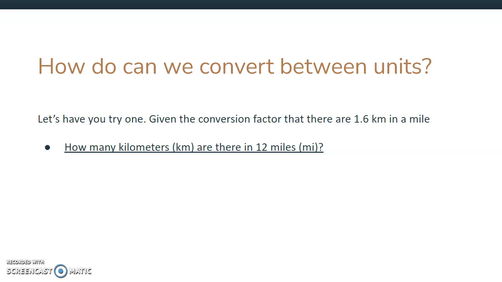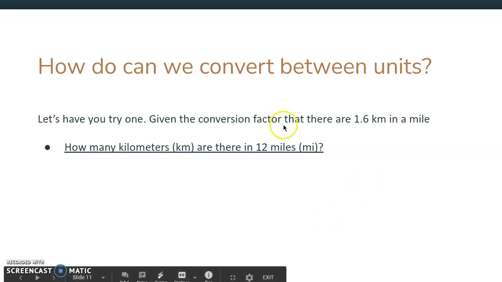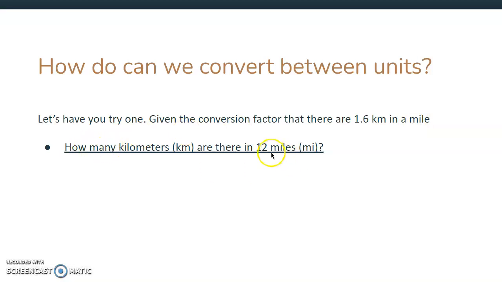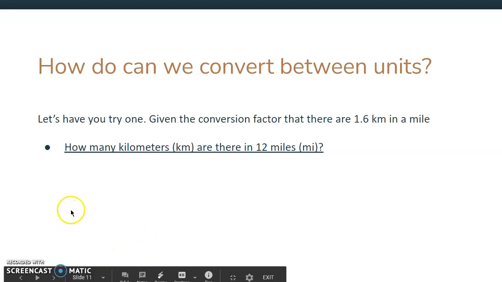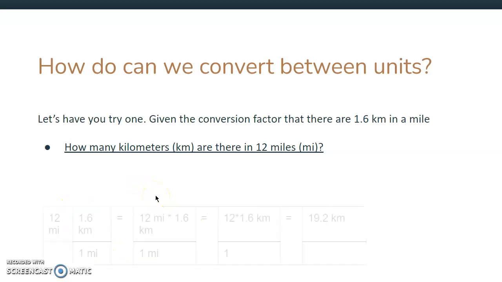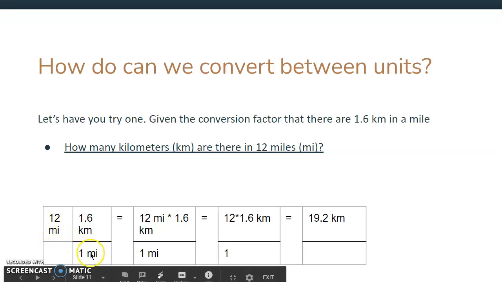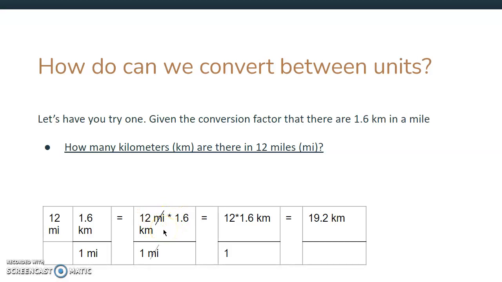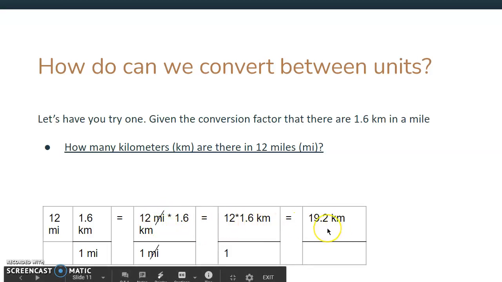So we're going from miles to kilometers. We have a conversion factor that there are 1.6 kilometers in a mile. And we're going to start with 12 miles, what we're given. Then we're going to say there is 1 mile on the bottom, and on top, 1.6 kilometers. So 12 miles, and there's 1.6 kilometers for every mile. So we cancel those, and we multiply, so it's 12 miles times 1.6 kilometers. We can cancel out our miles to get 12 times 1.6, which is 19.2 kilometers.